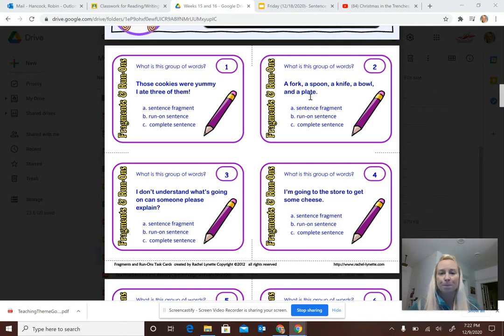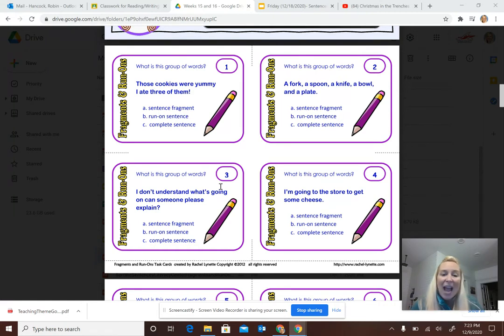Sentence number two. A fork, a spoon, a knife, a bowl, and a plate. Well, they got their comma rules right. They got a comma after each thing they're listing until and, but we're not sure what all of that silverware and plate did. There's no predicate, there's no verb telling us what all of that silverware and the plate did. So, right now, it is a sentence fragment.